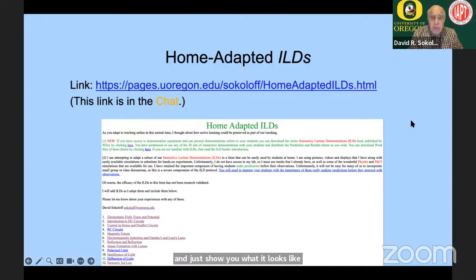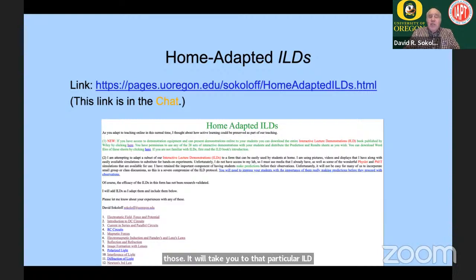So here is what the page looks like. It has some background information. And then it has a list of 26 different home adapted ILDs. If you click on any one of those, it will take you to that particular ILD.